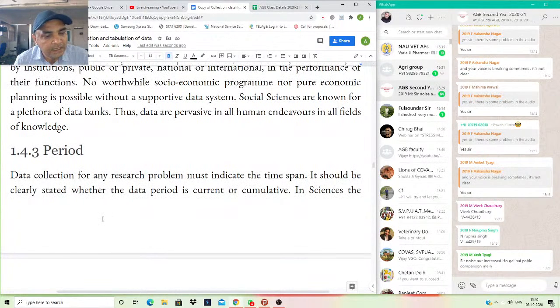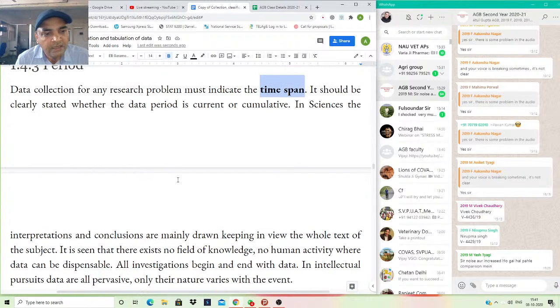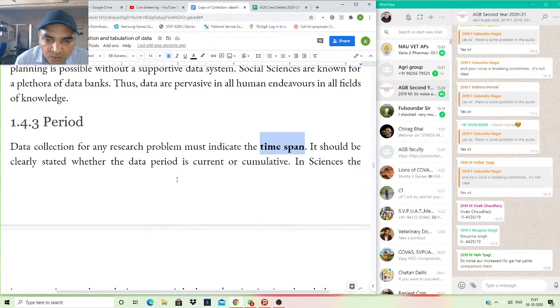Then comes your period. Data collection for any research problem must indicate the time span, that is, from when it has been observed. In science, because of weather data, seasons, years, and other geographical and weather conditions affect the research so much, we have to tell when this particular study has been conducted. So these are the various scope and the determinants of the scope of the data.